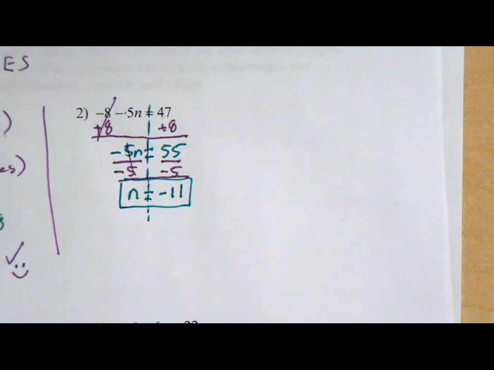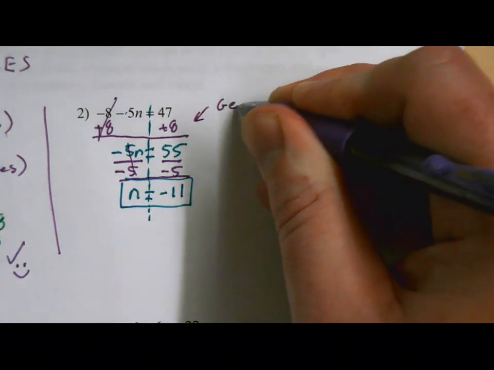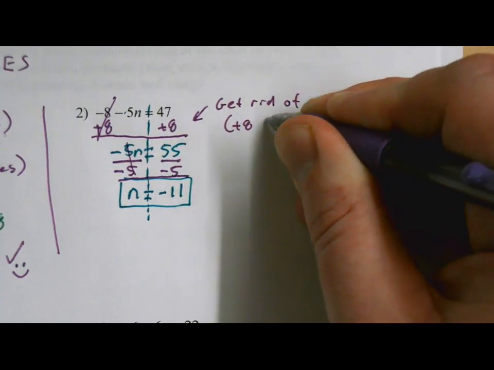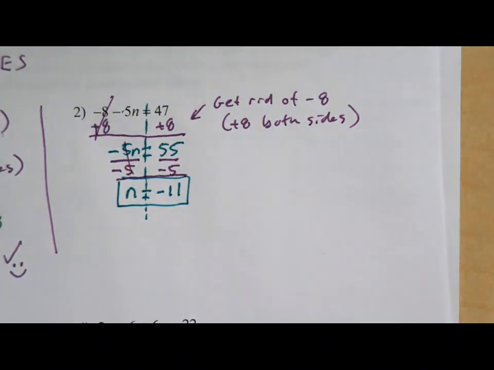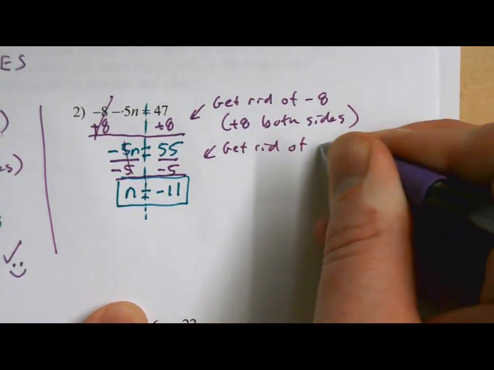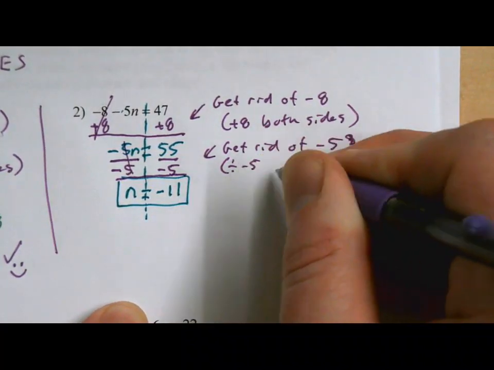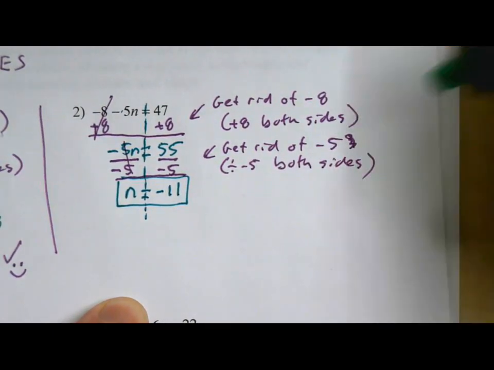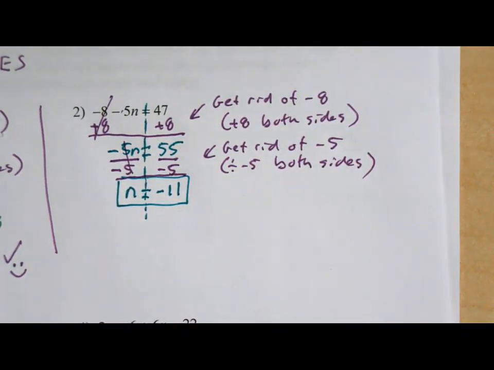We'll come back and check it in just a moment. Let's do some quick annotations first. What did we do here? We got rid of that -8, and we did that by doing +8 on both sides. In our second step here, we got rid of this -5. And we did that by dividing by -5 on both sides. And that got n by itself and got us our final answer, we think. But we're going to check it really quick just to make sure.